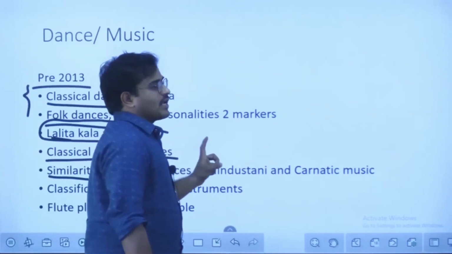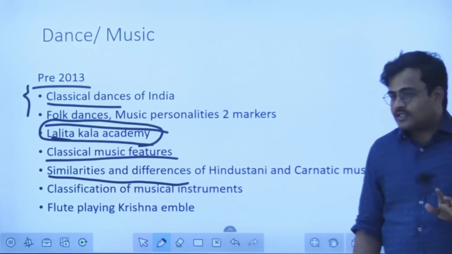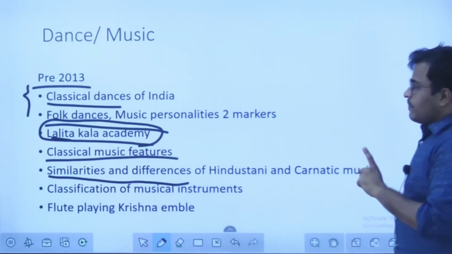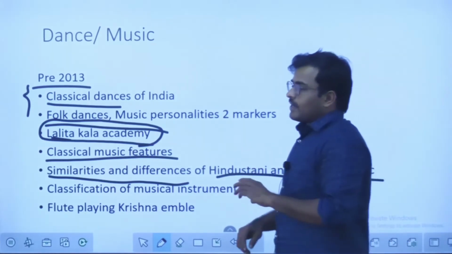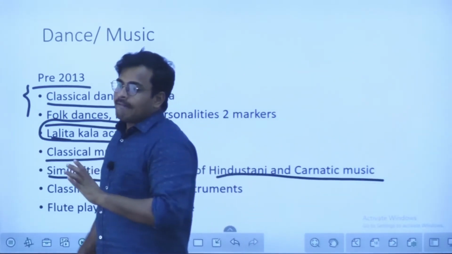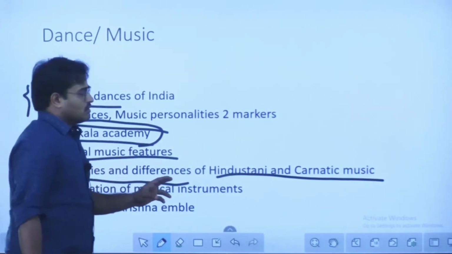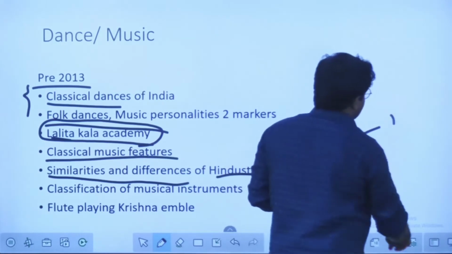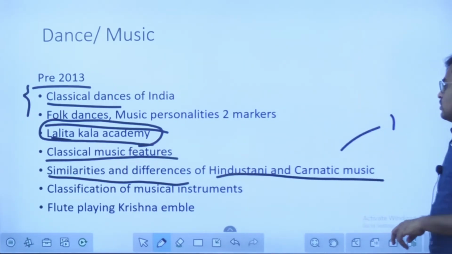Just like the Dravida Nagara comparison and the comparison between Mughal and Rajasthani paintings. Dravida Nagara is easier; Mughal and Rajasthani paintings is very tough. Similarly, Hindustani and Carnatic music comparison is also a very, very tough question. For this question also, I'll give the information. I have made an answer, I'll send it to you. They can ask this question.